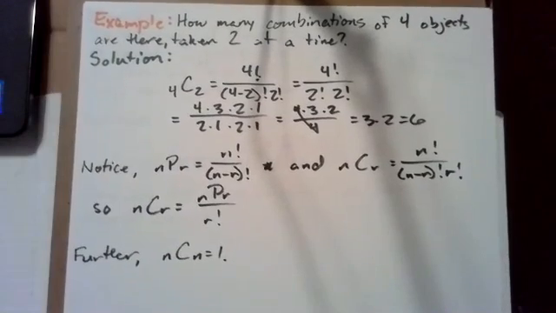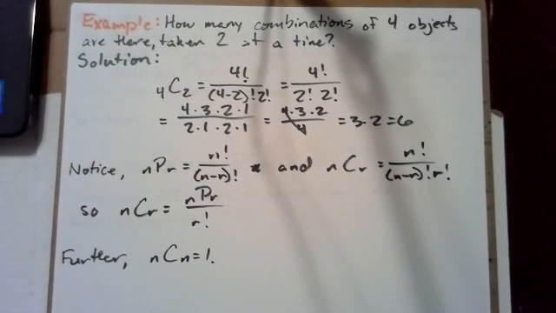As an example, how many combinations of 4 objects are there taken 2 at a time? 4 choose 2 is equal to 4 factorial over 4 minus 2 factorial times 2 factorial. So that's 4 factorial over 2 factorial times 2 factorial. That's 4 times 3 times 2 times 1 over 2 times 1 times 2 times 1, which is 4 times 3 times 2 times 1 over 4. So I just cancel my 4 and I have 3 times 2, which is 6.